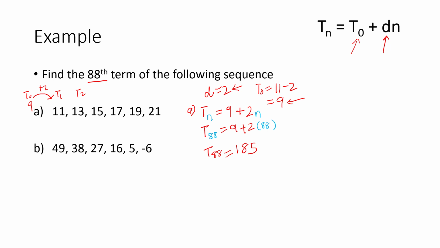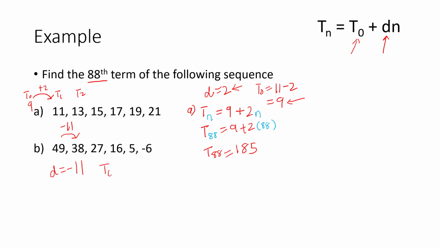Okay, let's see how to do part B. So again, the common difference here is actually minus 11 or negative 11. This one is important. So d is equal to negative 11. The negative here is important. You must include it.